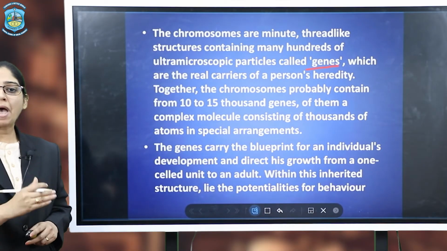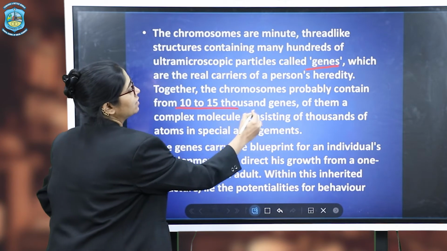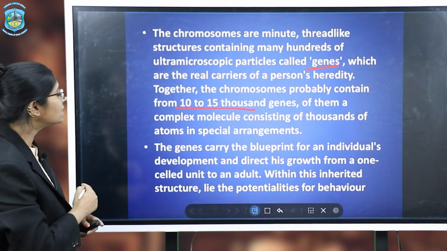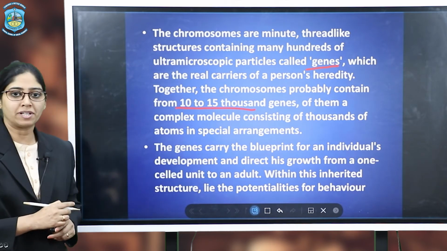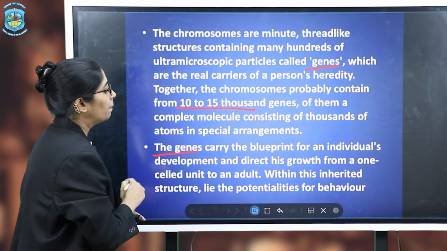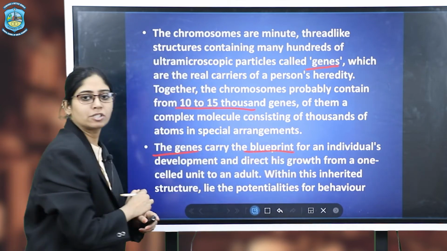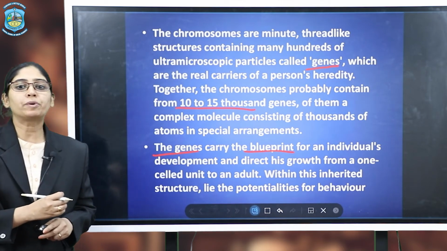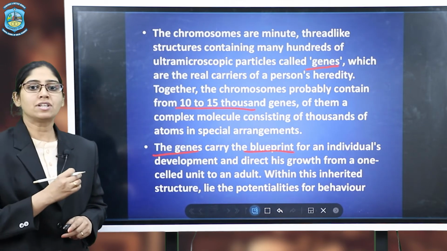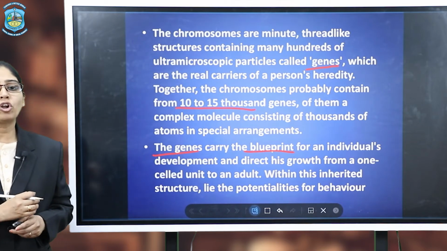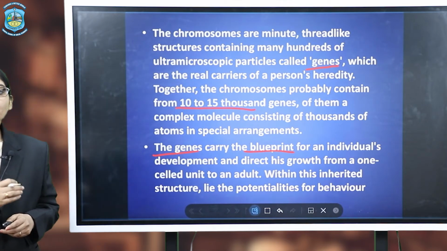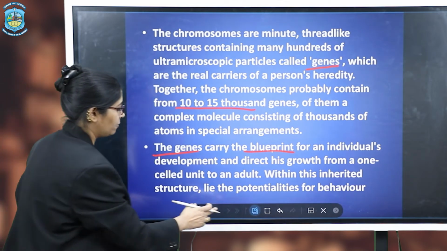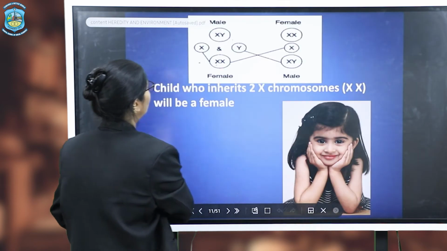Together, the chromosomes probably contain from 10 to 15,000 genes, each a complex molecule consisting of thousands of atoms in special arrangements. So, the genes carry the blueprint. This term is very important, blueprint, because this makes the structure of the human body. The genes carry the blueprint for an individual's development and direct his growth from one cell unit to an adult. Within this inherited structure lie the potentialities for behavior. Let us move into the next slide.